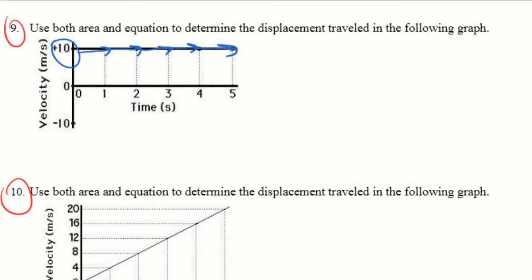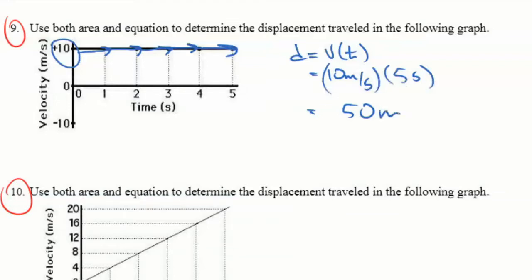seconds. So that means the displacement is going to be the velocity multiplied by the time. The velocity is 10, and the time traveled at 10 is 5 seconds. So the distance traveled is going to be 50 meters. And I don't have a direction, so I can just write 50 meters.